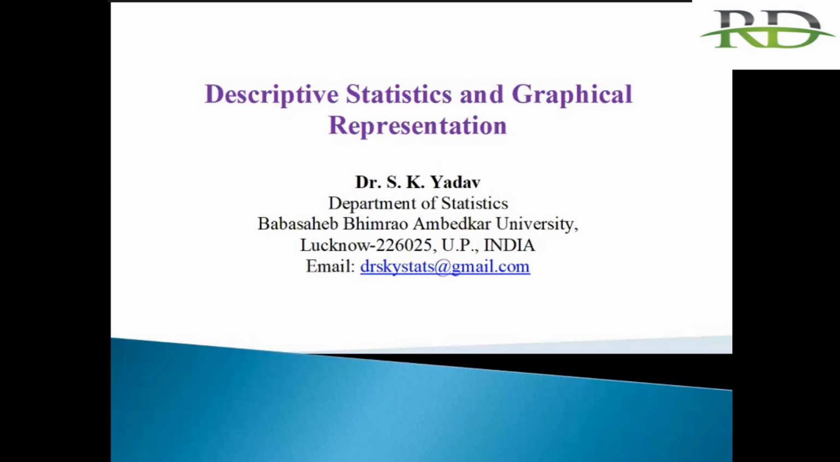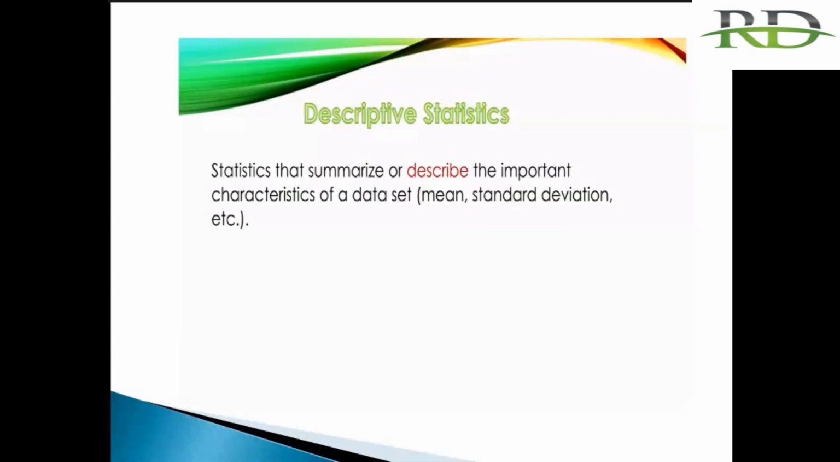Okay, sir. Thank you. So there are four features we will be discussing, and the whole probability distribution is described by these four features. One is measure of central tendency, another one is measure of dispersion, third one is measure of skewness, and fourth one is measure of kurtosis. All four features we will be discussing, and these make the descriptive statistics. Descriptive statistics summarizes or describes the important characteristics of the data set, say mean, standard deviation, skewness, and kurtosis, etc.